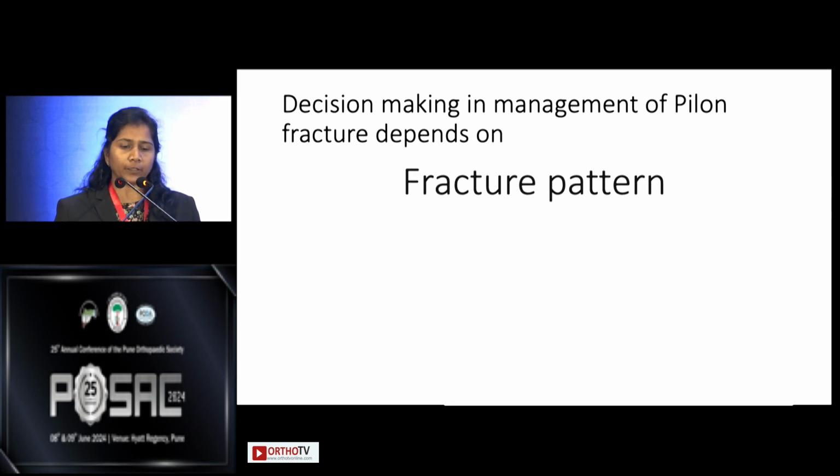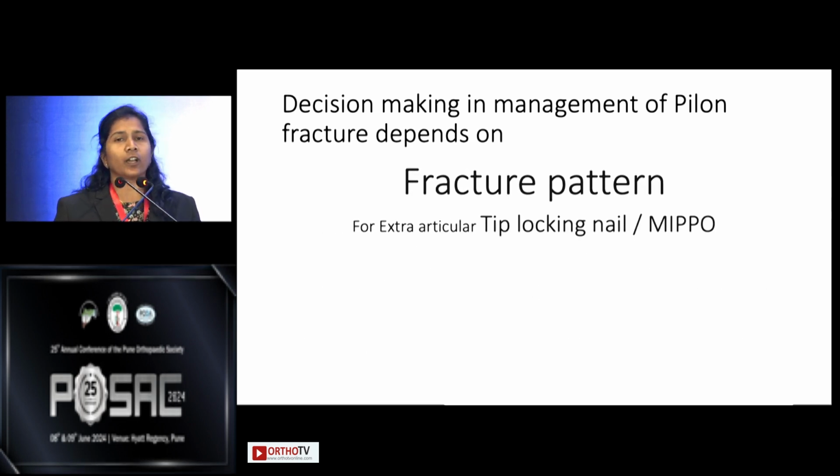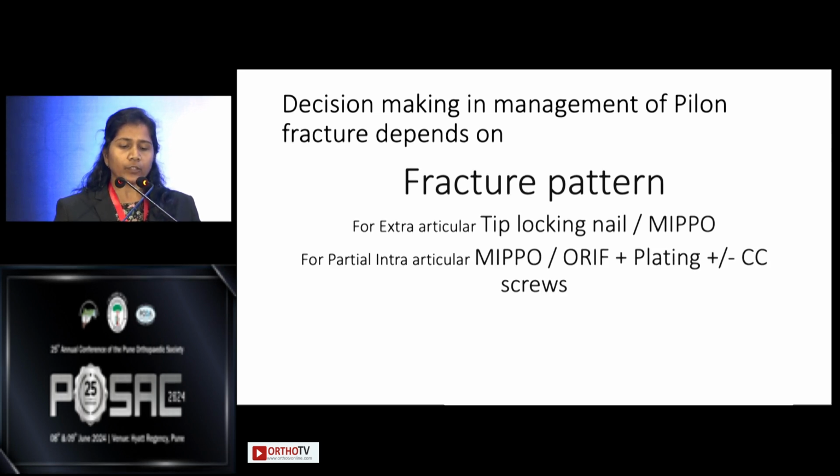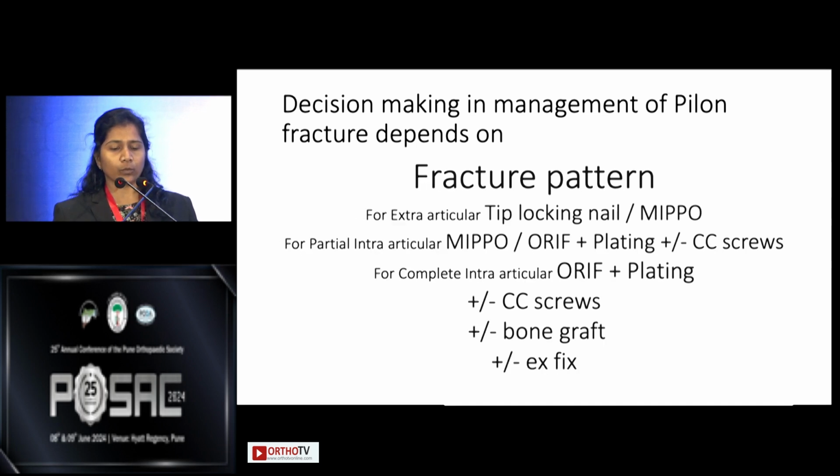Well, the fracture pattern tells us, if it is extra-articular, we can think of doing a tip-locking nail or a MIPPO. If there is a partial intra-articular fracture, there is a possibility of MIPPO, ORIF, plus or minus cannulated cancellous screws. If it is a complete intra-articular fracture according to OTA, these are the options that are available.